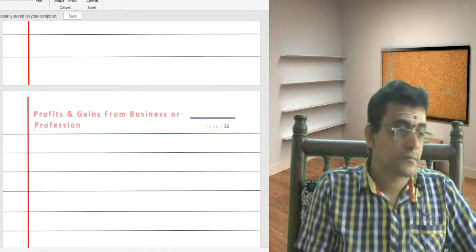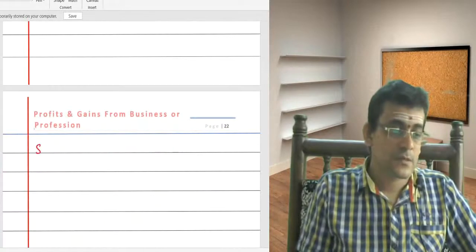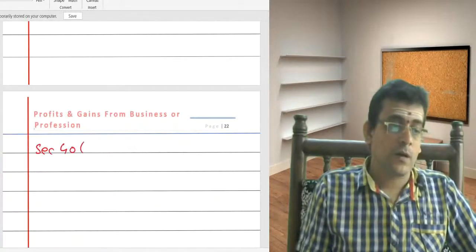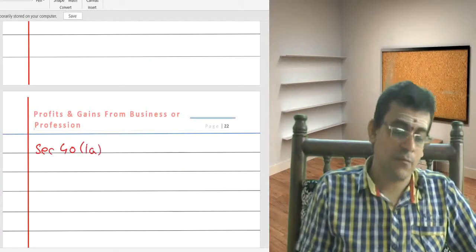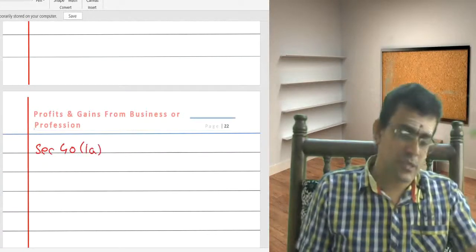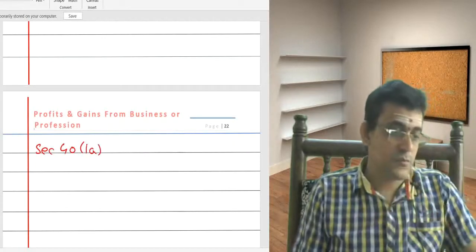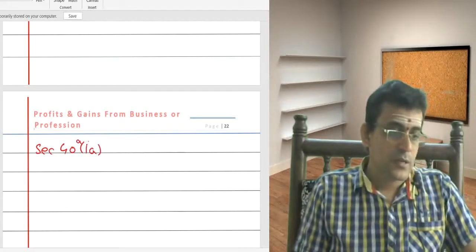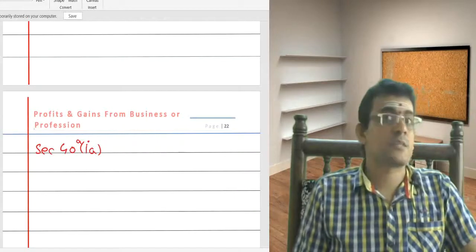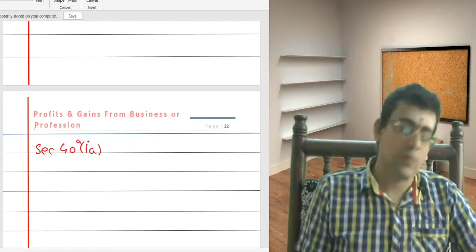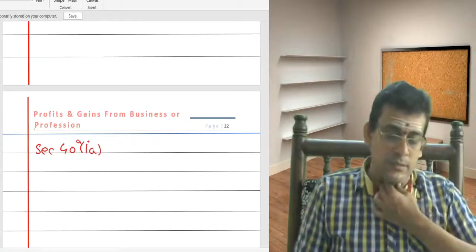Now section 40A subsection 1A. What is this? See, the earlier section, 40A subsection 1, was speaking about payment to a non-resident. Now this 40A subsection 1A is speaking about payment to a resident. Now let us see quickly what this is.